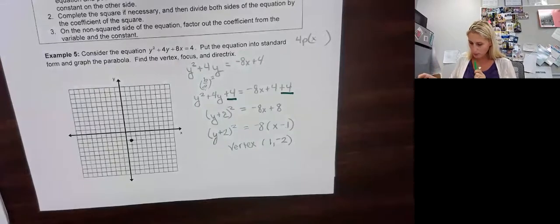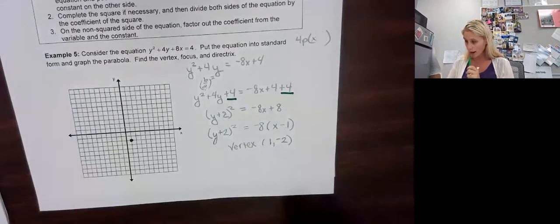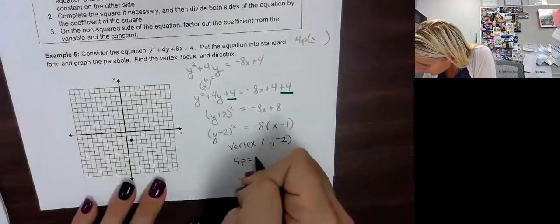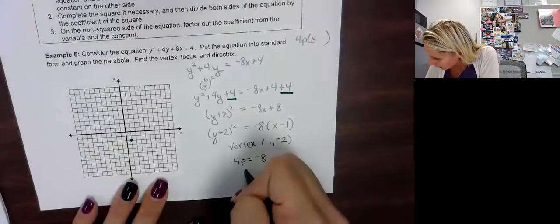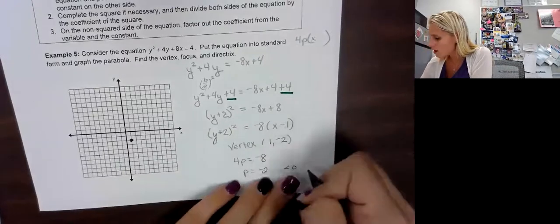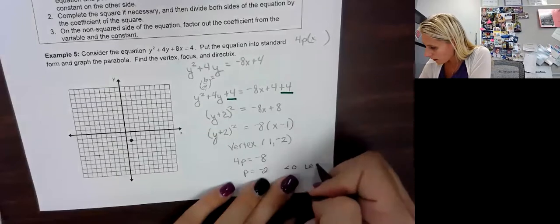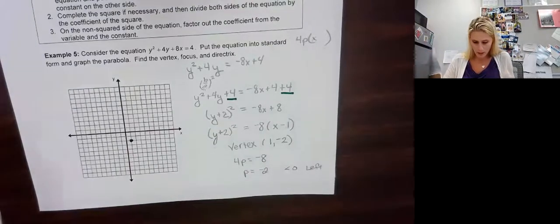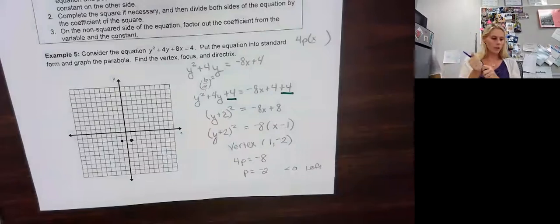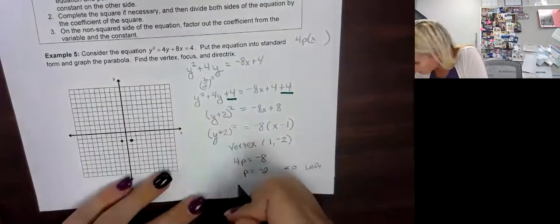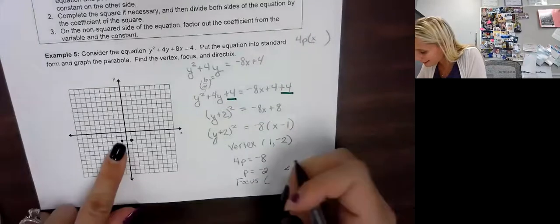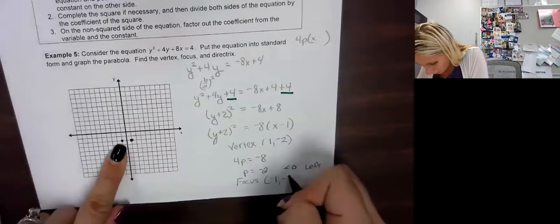Now we also want to keep in mind that p, right? So 4p equals negative 8. So when we solve, we get p equals negative 2. Okay, and that means since it's less than 0, it opens to the left, and it's 2 away. So I'm going to go to the left, 2 away. So 1, 2. All right, that means that the focus, look at that coordinate. That's negative 1, negative 2.